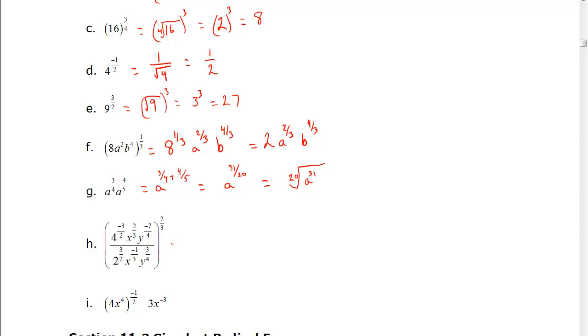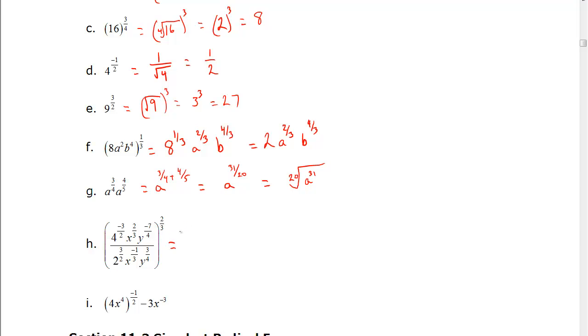You can put the bases that are the same together first. You can take care of the negatives first. You can take care of the 2 over 3 outside first. And it doesn't matter which way you do it, you'll get to the same answer. So let us say we want to simplify inside first, and we'll ignore the 2 over 3.